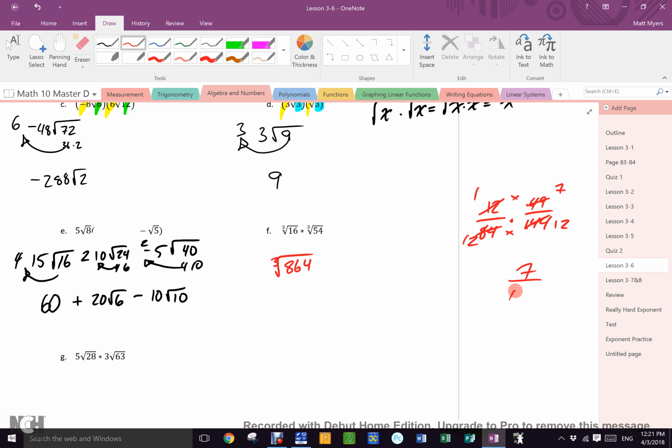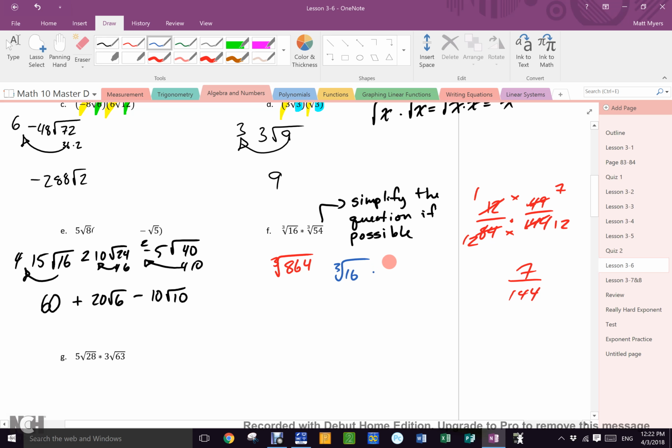What did I do before I multiplied? I simplified. So what could I do here before I multiply? Simplify the question, if possible. Well, let's see if we can. Cube root of 16 times cube root of 54.